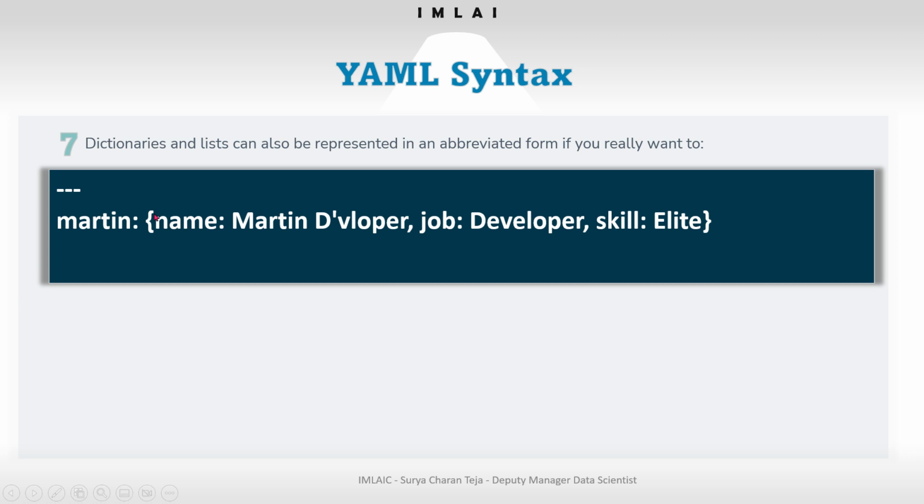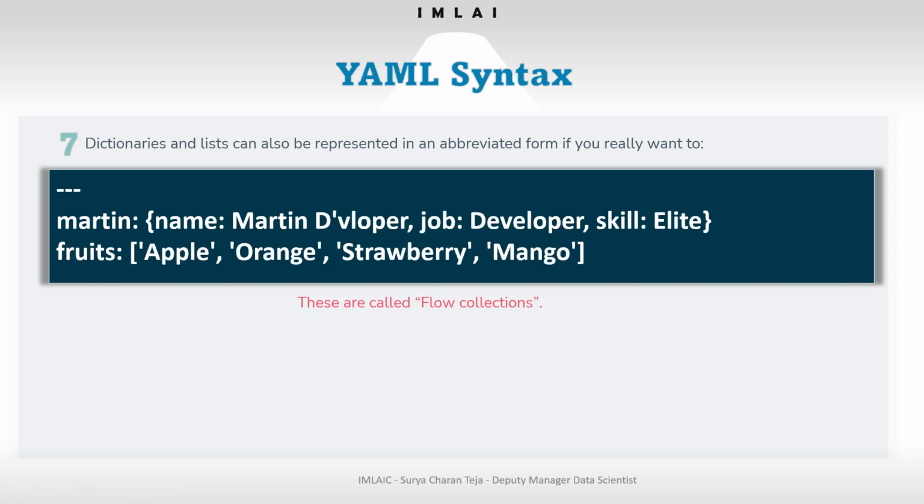That's Martin. Martin's record has the name Martin, job developer, and skill Elixir. So this is Martin's record. It's a dictionary, and we have a fruits one with a list. So this is the way we also represent these. These are generally called flow collections.